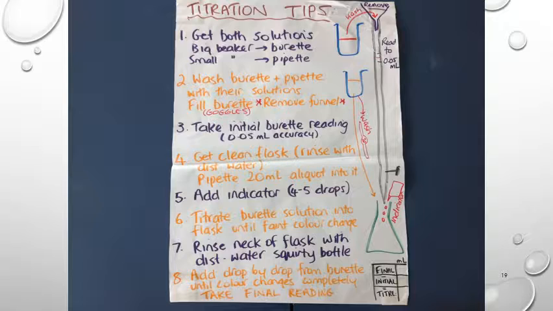Then get a clean flask, which you've rinsed with distilled water, and then pipette a 20 mL aliquot. An aliquot essentially is the amount that you're going to be placing from the pipette into your clean flask. Add a few drops of indicator. The indicator will depend on the substance that you're going to be testing for, and then titrate the burette solution into the flask until a faint color change is observed. Then you rinse the neck of the flask with distilled water and add drop by drop from the burette until the color changes completely, and then you take the final readings.